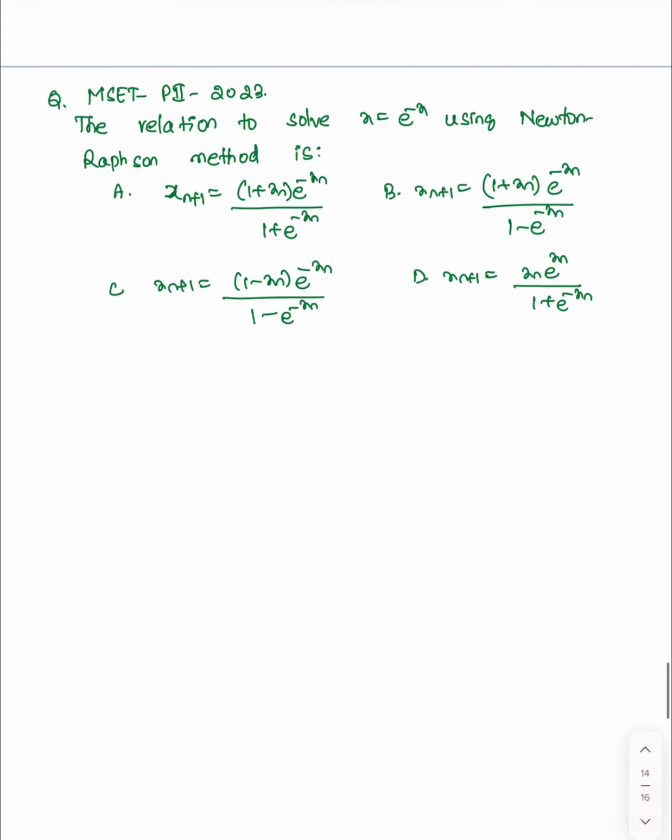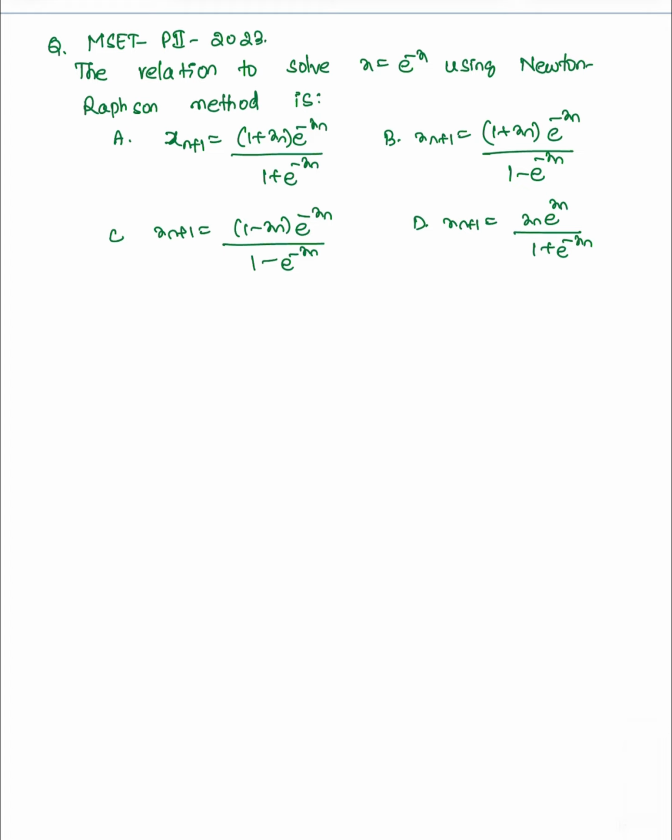Next question. The relation to solve x equal to e raised to minus x using the Newton-Raphson method is. So they ask for the relation for solving x equal to e raised to minus x using the Newton-Raphson method. We know the iterative formula for the Newton-Raphson method is x_(n+1) equal to x_n minus f of x_n divided by f dash of x_n. Here we have x equal to e raised to minus x, we can write it as x minus e raised to minus x equal to 0.